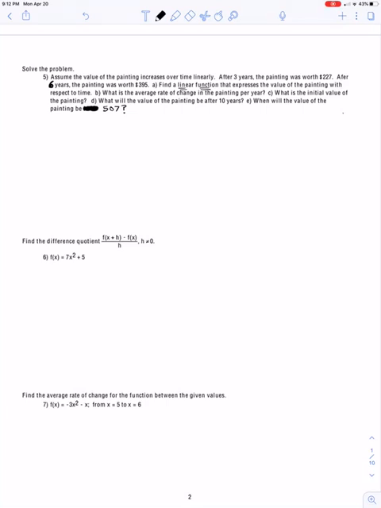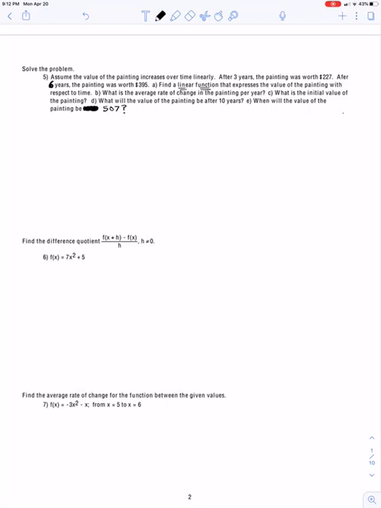So what is the initial value of the painting? What will the value at time t equals 0 be? And what will the value of the painting be after 10 years? And when will the value of the painting reach $507? So let's take a look at this problem.